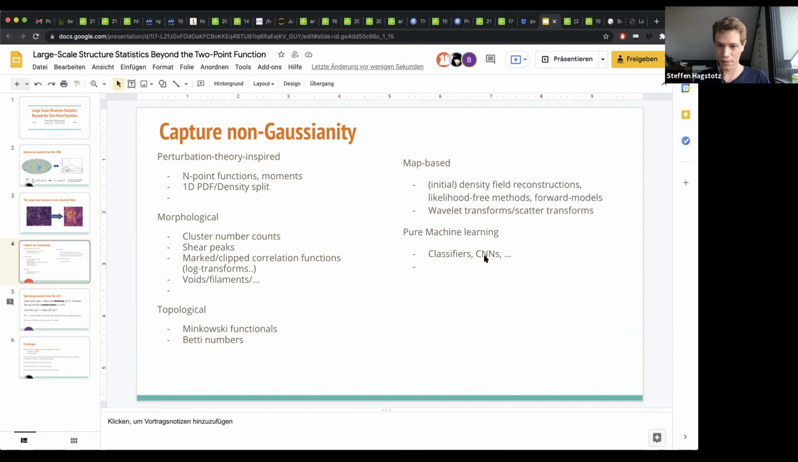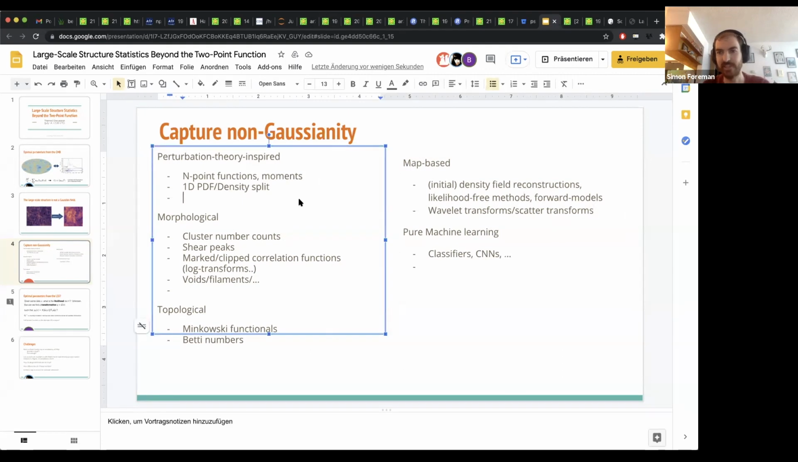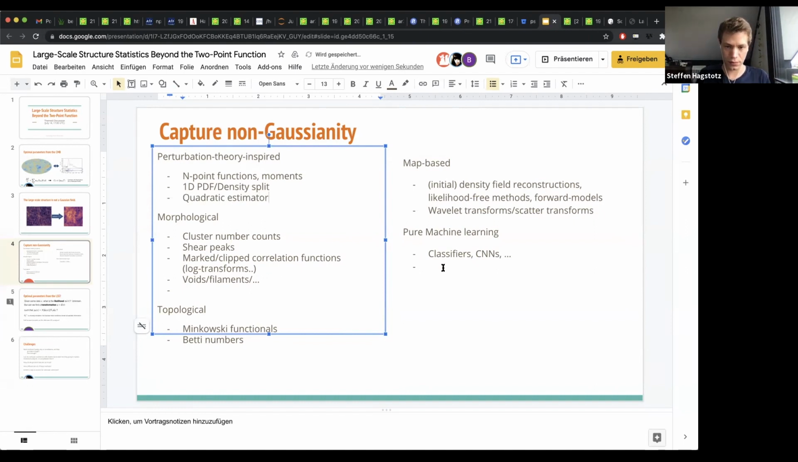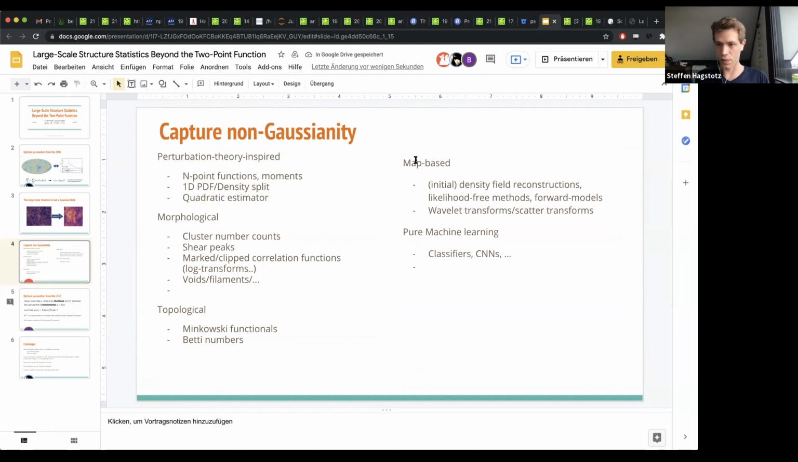Okay, right. Yeah, I think, so there. Just one, under perturbation theory inspired, I guess you could also consider adding a category for compressed N-point statistics. So things like a position-dependent power spectrum or a quadratic estimator that reconstructs long modes from short modes. Right. Yeah. Very good point.